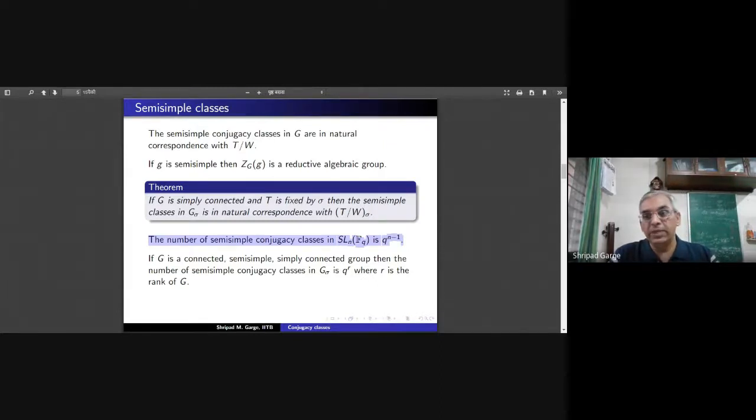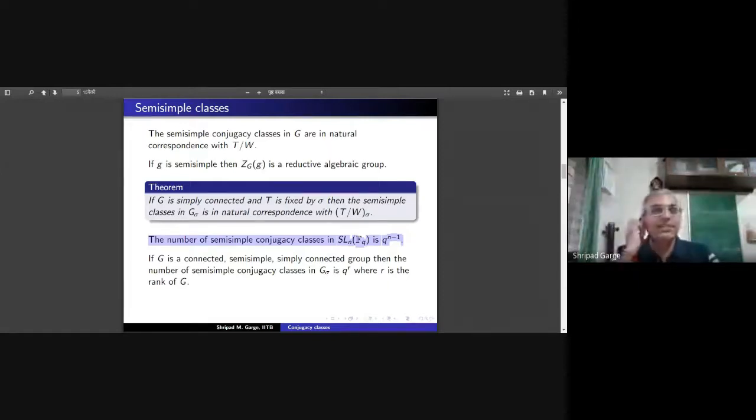So it's a very easy proof to say that the number of semi-simple conjugacy classes in SL_n(F_q) is q^(n-1). Although it would still be interesting to do it for SL_2, SL_3, actually computing the conjugacy classes or writing them down. And the same proof remains valid when you replace your SL_n by a connected, semi-simple and simply connected group.